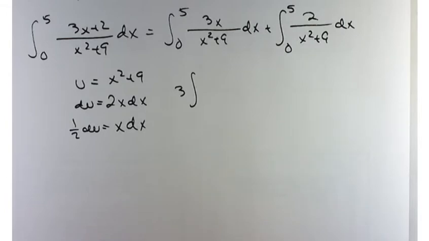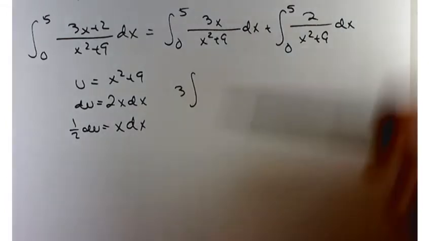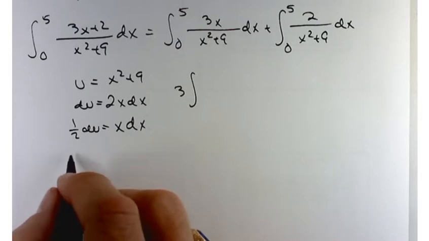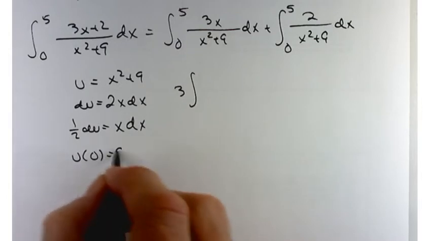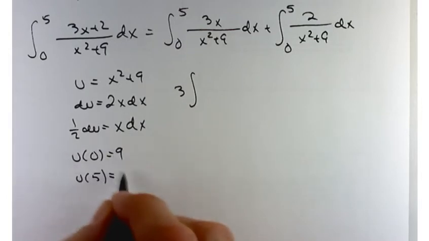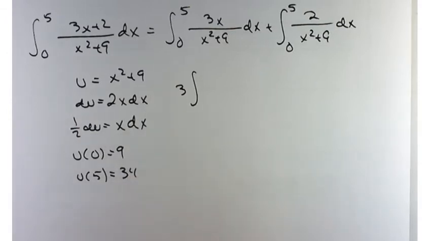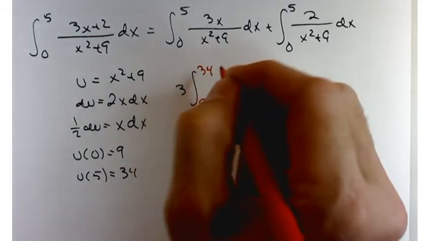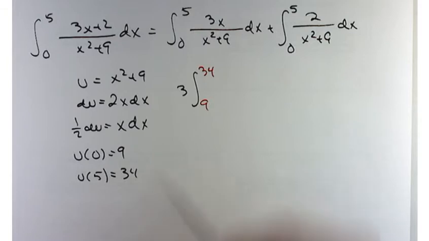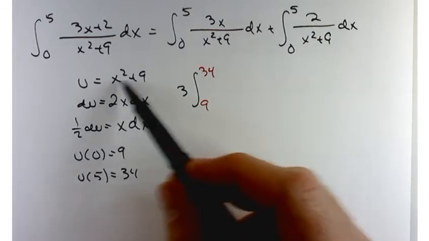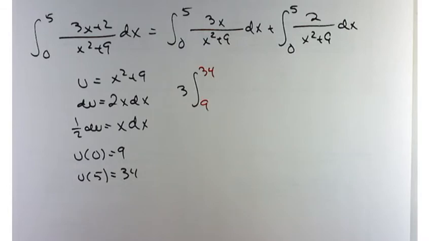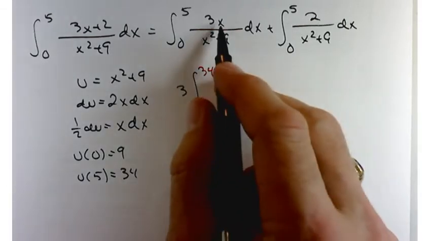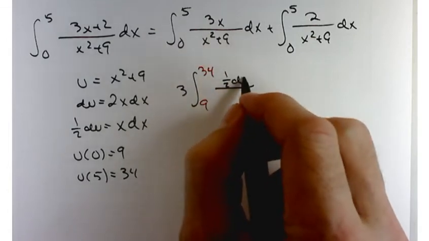And like I said, it's my habit that I change the limits of integration. So let's see, u of 0 would be 9, and u of 5 would be 34. So my new limits, and I'm done with the x's at this point, my new limits are 9 to 34. And that just comes from plugging in the values of x in here. And I'll have, what, 1/2 du over u.